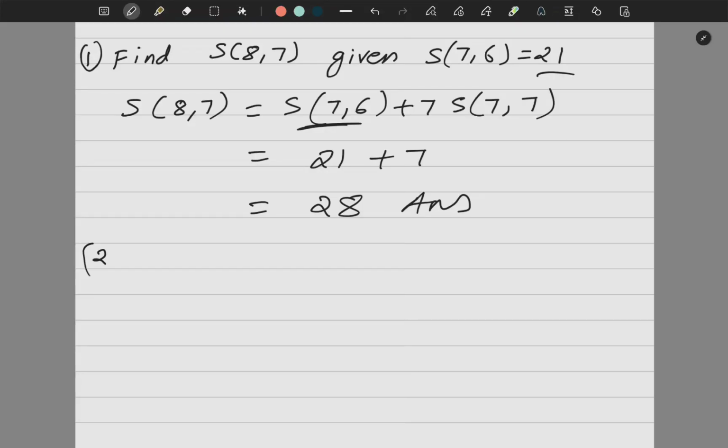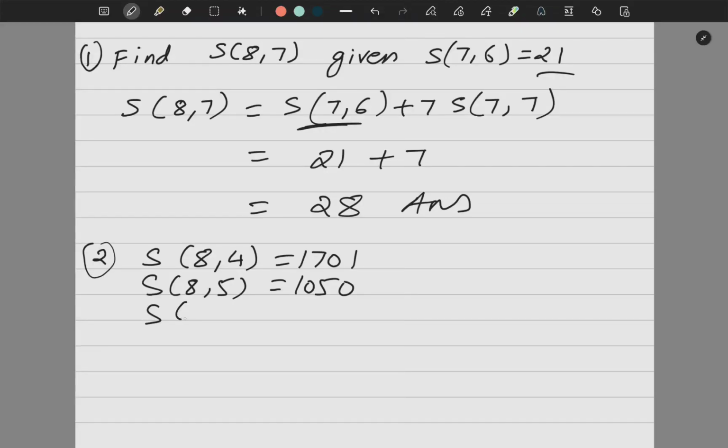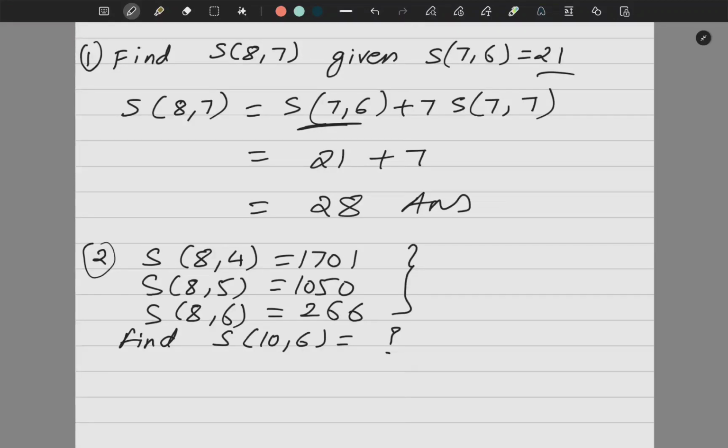This is one and the same category. Suppose S(8,4) is equal to 1701, S(8,5) is equal to 1050, S(8,6) is equal to 266. Then find S(10,6). When they give this type of relation, it means they are expecting you to use the recurrence relation. When you solve this question, you will get the answer 22827. So with this we are done with the Stirling numbers of the second kind. It's a very easy and small topic. Thank you.